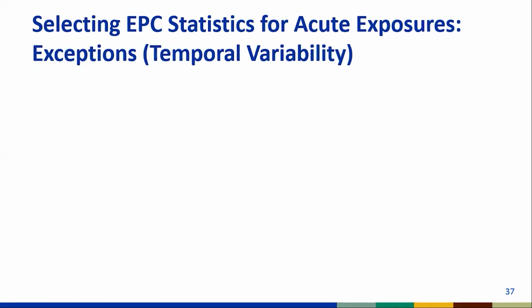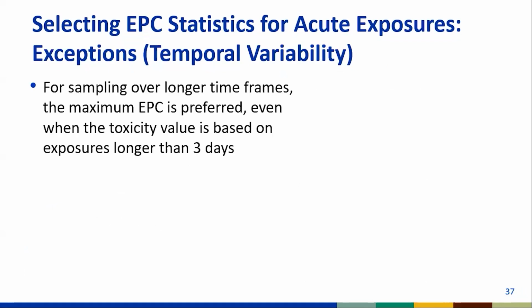Earlier in this presentation, I mentioned that there are several exceptions to relying solely on toxicity information. One of these pertains to the temporal variability in environmental data, or how data collected repeatedly over time may vary. Generally, when sampling over longer time frames, the maximum concentration is preferred as the EPC statistic for acute exposures, regardless of whether the relevant toxicity information value is based on exposures lasting more than 3 days. Applying this approach acknowledges variability in temporal data and helps ensure that shorter-term high exposures are accounted for.